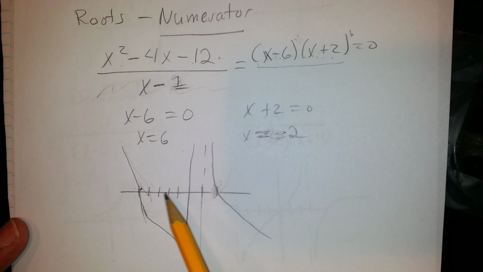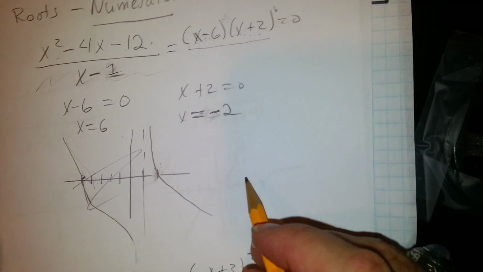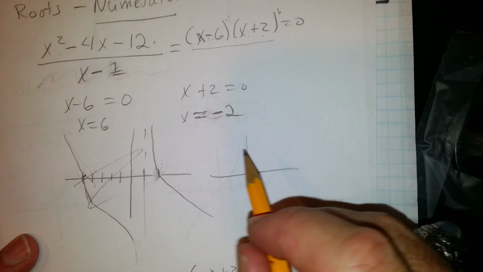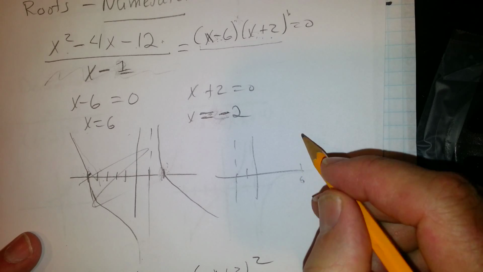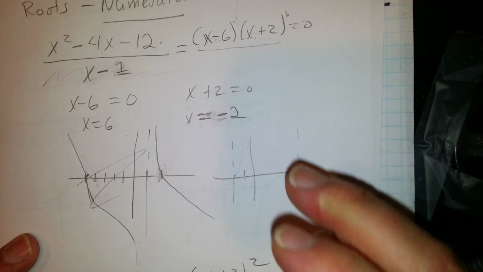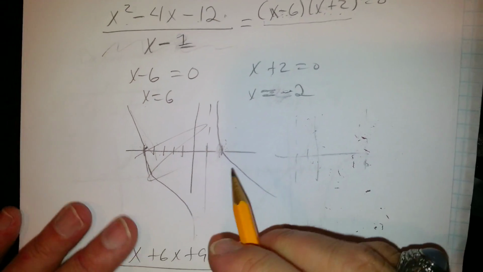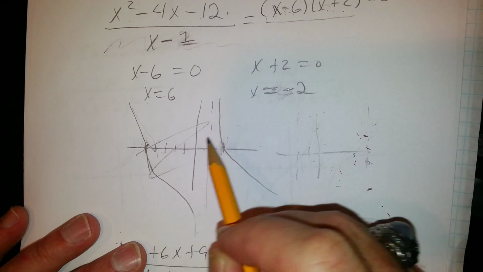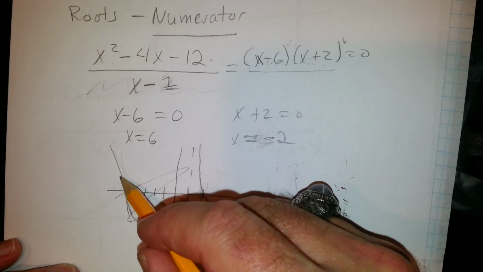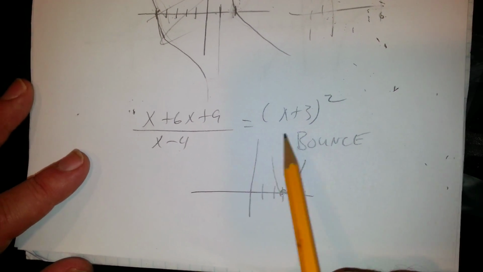And I think I did this wrong. I got this backwards. Let's do it the right way. Anyway, here's your asymptote of negative 2, and here's 6. Oh geez, I'm brain dead. Anyway, this is supposed to be 6 and negative 2. I've got them flip-flopped. But in any event, whenever your factor is odd, you go through and you don't bounce. You remember the bounce? That's what tangency means. So in here I got it right.